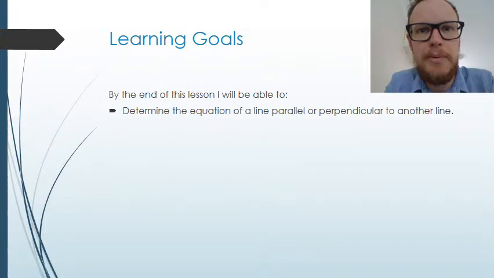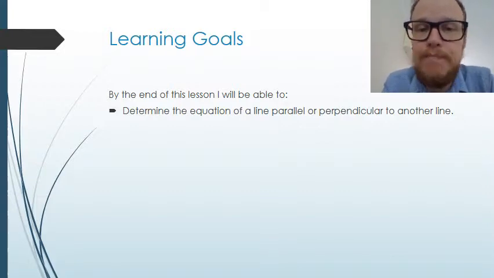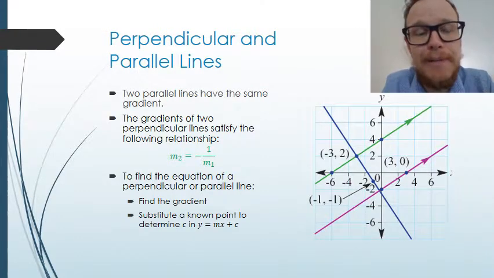Today we're going to look at parallel and perpendicular lines, and the learning goals for today's lesson are that we're going to be able to determine the equation of a line that is parallel or perpendicular to another line. So perpendicular and parallel lines: two parallel lines are going to have the same gradient.